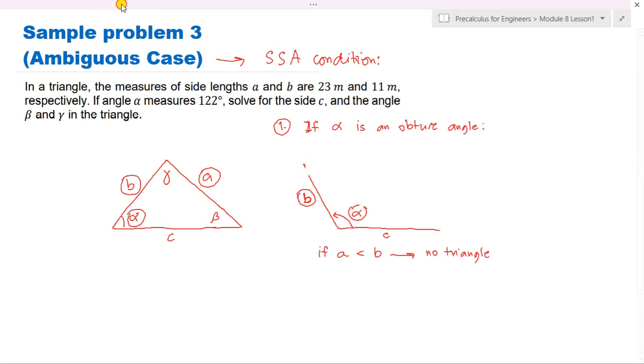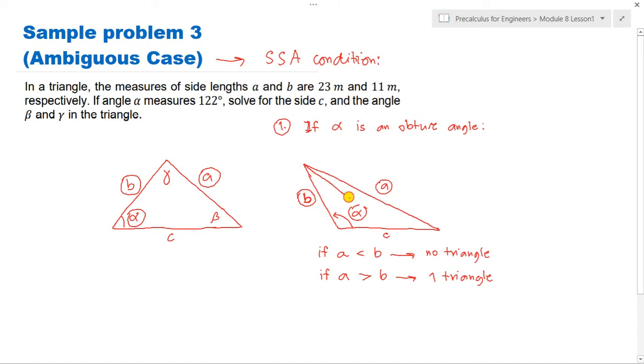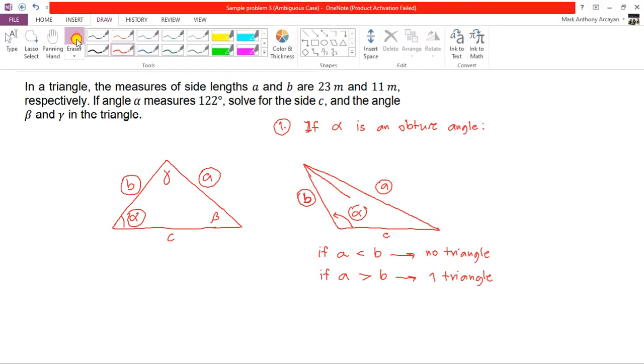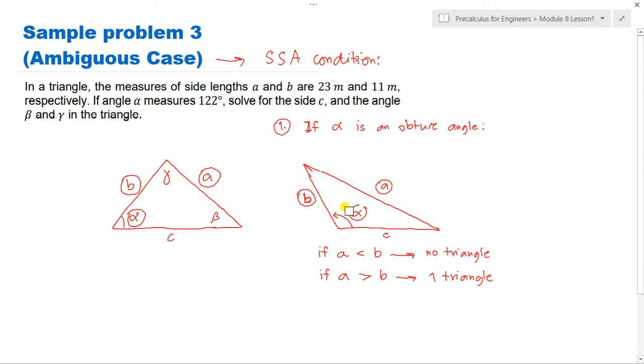However, if it is the other way around, if A is greater than B, then A is bigger, so it can extend to reach C. This is now our A. Therefore, one triangle is generated. So for the case where alpha is an obtuse angle: if side A is very small compared to side B, as you can see in the figure, no triangle is generated. However, if A is greater than B, then one triangle is generated.